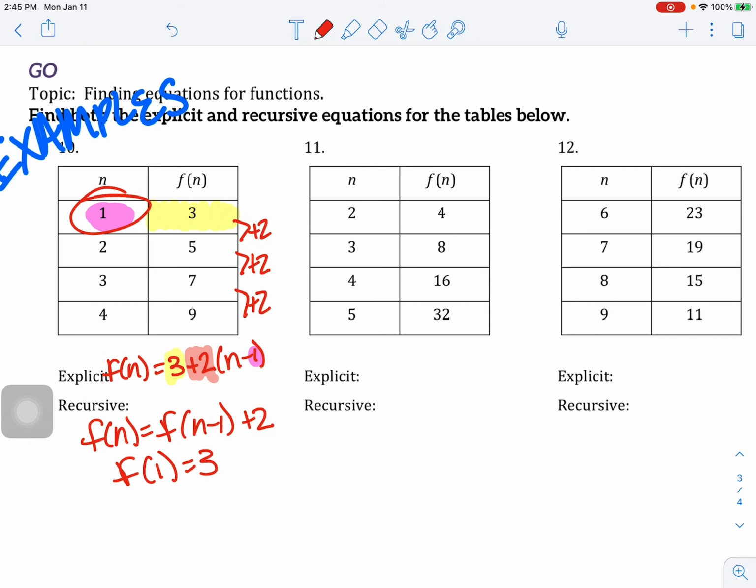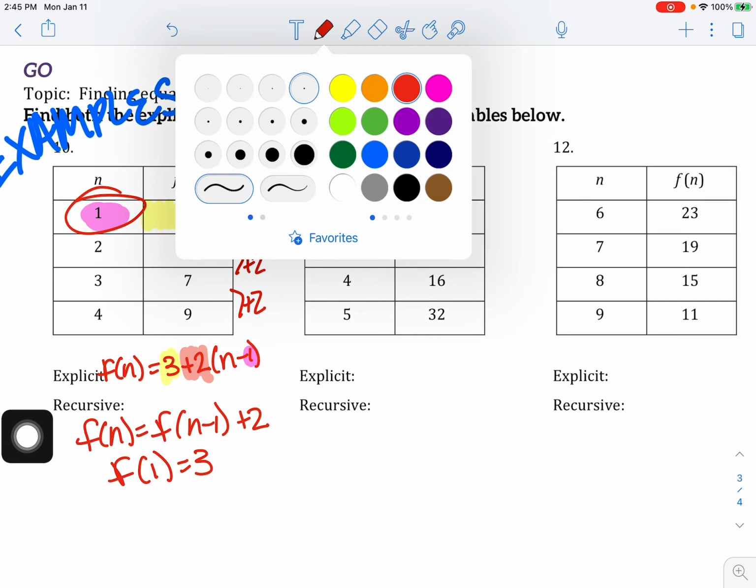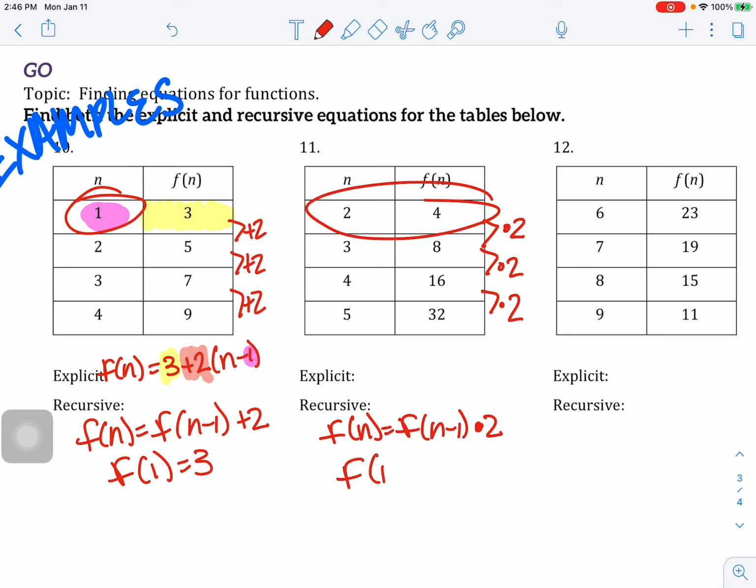So for the next example, I'm going to do the recursive first because it gives us all of that good information. Let's find the action. From 4 to 8, I could add 4, but then if I added 4 to 8 again, I wouldn't land at 16. So it's got to be times 2. 4 times 2 is 8. 8 times 2 is 16. 16 times 2 is 32. So this one is geometric. So f of n equals f of n minus 1, action is times 2. And then starting at 2, the output is 4.